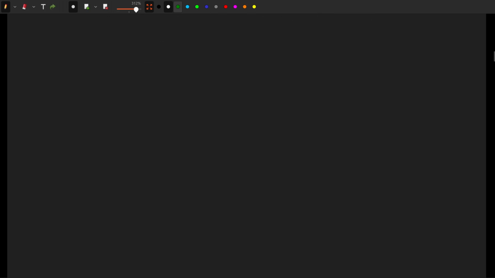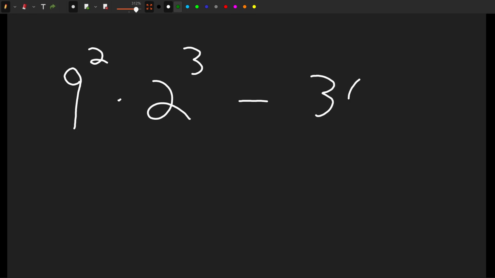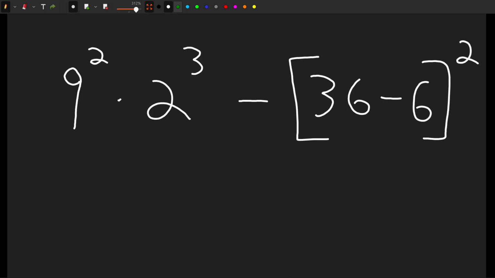Our third problem has 9 squared times 2 cubed minus 36 minus 6 in brackets squared. Okay. Starting again with PEMDAS, we see that we have the 36 minus 6 in a bracket. So we have to take care of the inside portion first, then we can square the terms. So 36 minus 6 is 30.